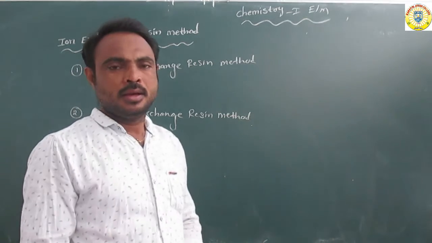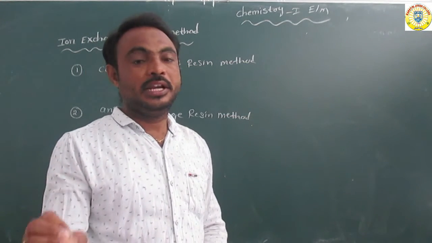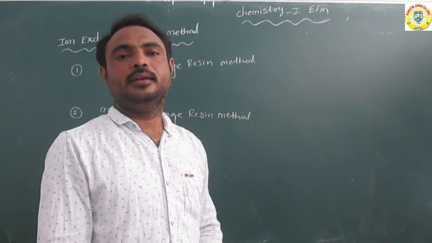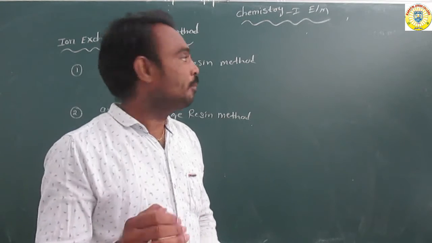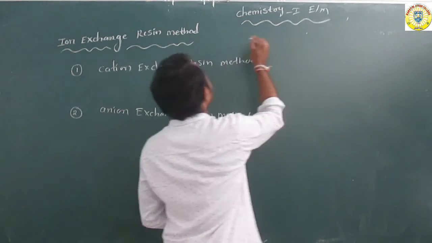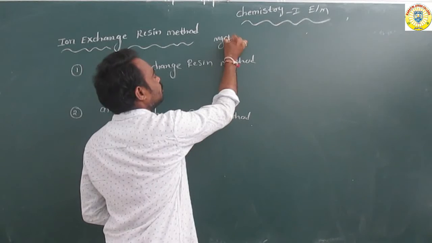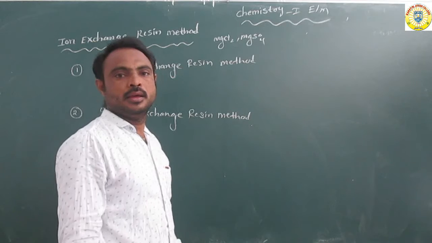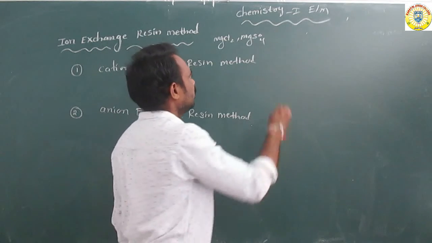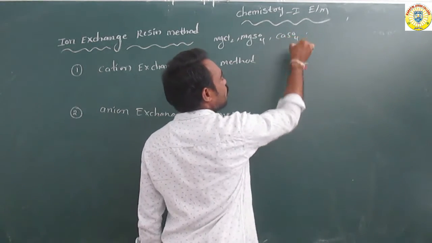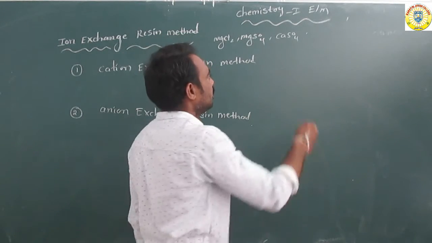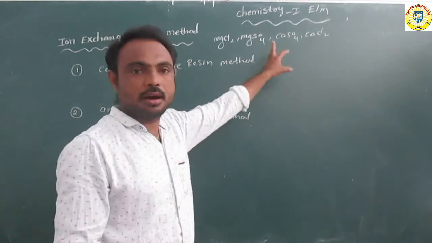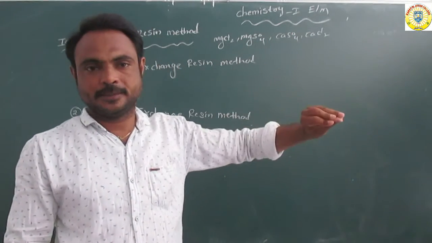Already we know that hard water contains different types of salts. So in the permanent method, we have to remove magnesium chloride MgCl2 or magnesium sulfate MgSO4 or CaSO4 calcium sulfate or CaCl2 calcium chloride. So these are all the salts removed in this process.